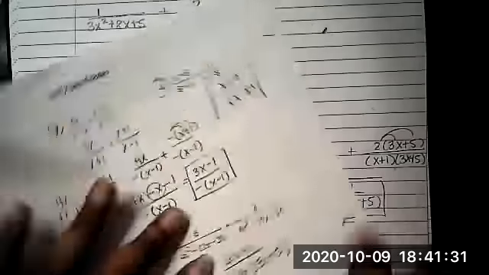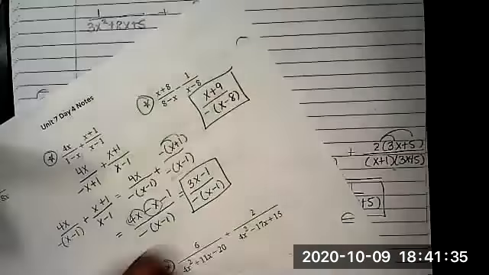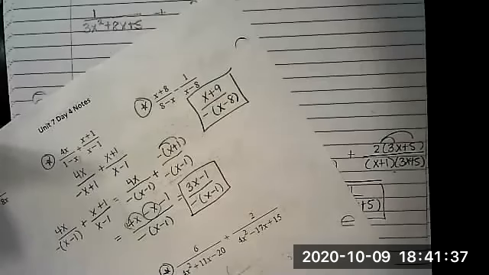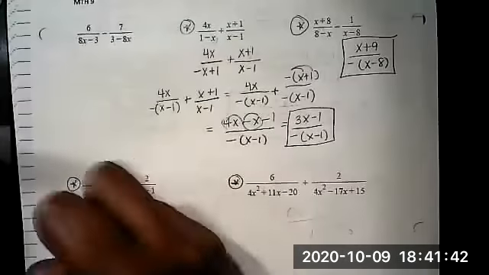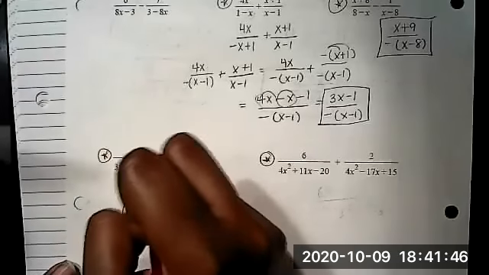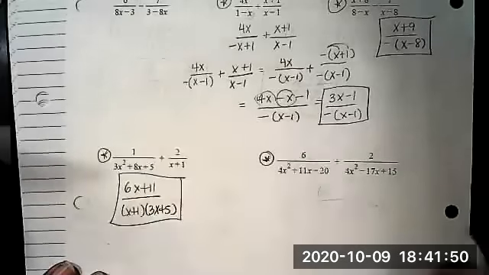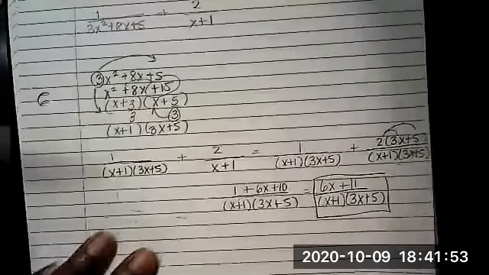Oh, that's not even that one. Sorry. That's this one, actually. All right, so that's this one right here: 6x plus 11 over x plus 1 and 3x plus 5. Perfect. All right, let's do the next one.